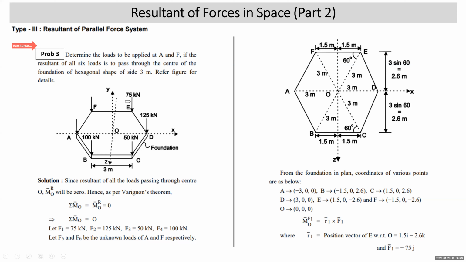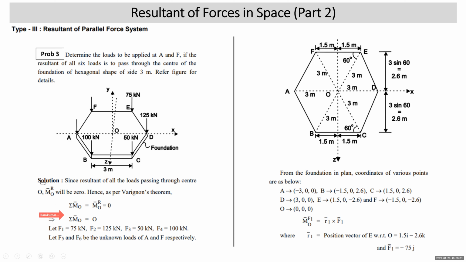4 forces at E, D, C, and B are given. At A and F, the forces are unknown, which you need to find out. Since the resultant of all the loads is passing through the center of the foundation, we can say sigma MO is 0. If the resultant is passing through O, the moment resultant about O is 0. As per Varignon's theorem, sigma MO is equal to MRO, so sigma MO is 0.